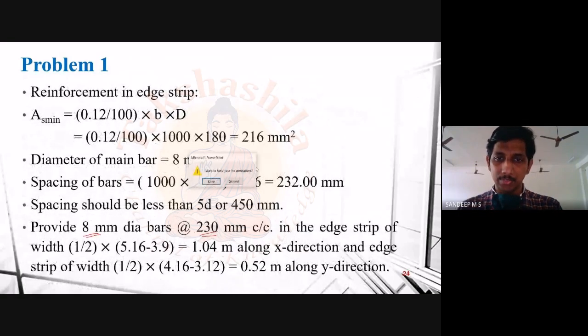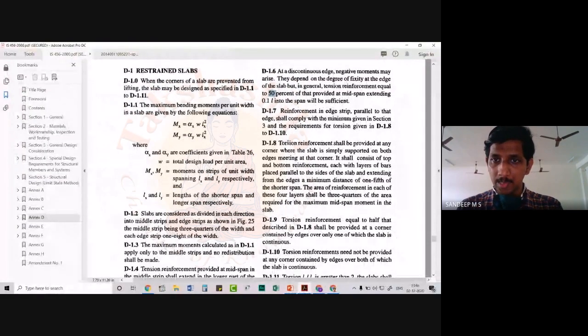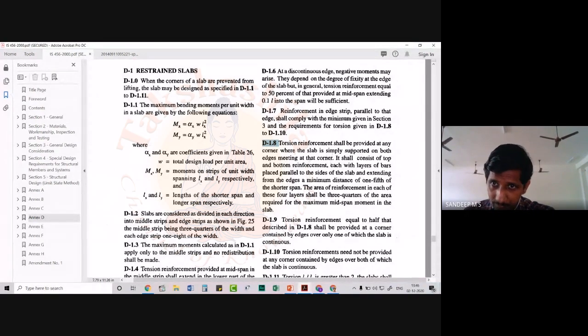Okay, so before moving on to that, let's go back to our code. In D1.8, they have clearly mentioned that since we have a restrained slab only, we need to go with torsion. So torsional reinforcement shall be provided at any corner where the slab is simply supported on both edges meeting at that corner. Okay, so the conditions are like this. Both on that corner, the slab should be simply supported.